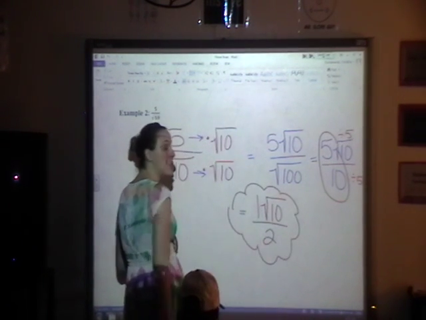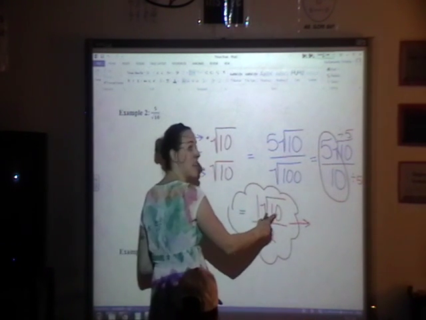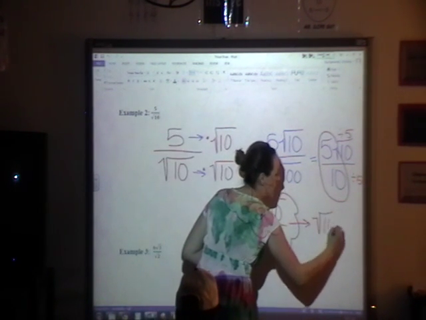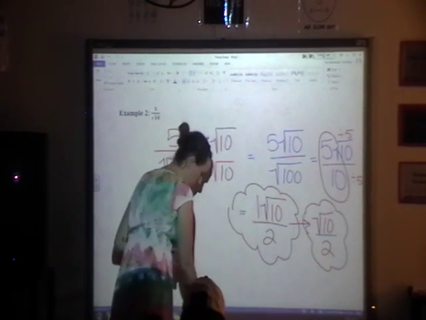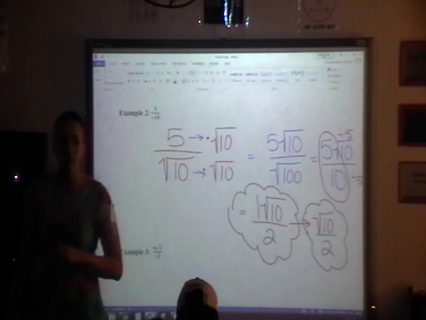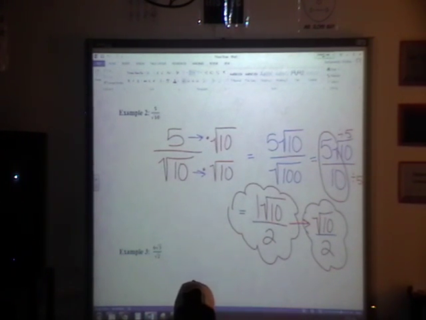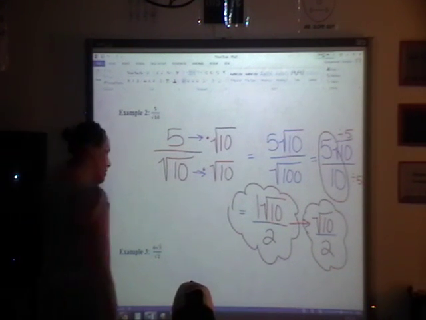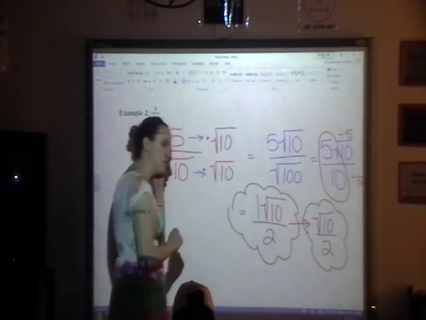This is an okay answer, but if you took it a step further and know that 1 times anything is the number itself, and gave me radical 10 over 2, you'd be good too. 1 radical 10 over 2 is the same as radical 10 over 2. Because 1 times anything is the number itself.